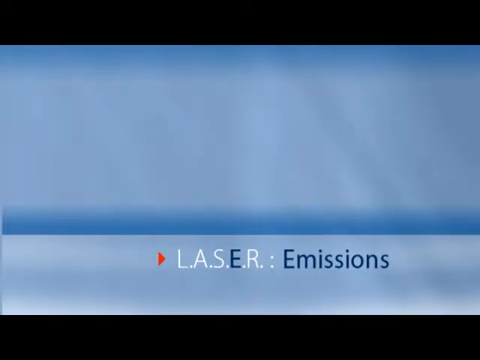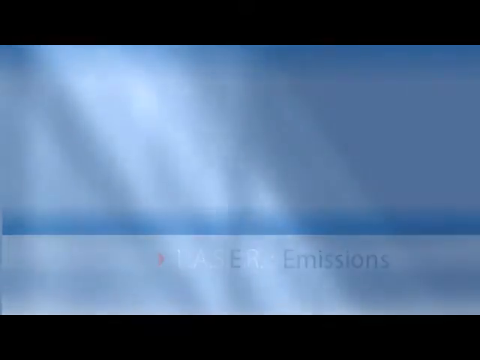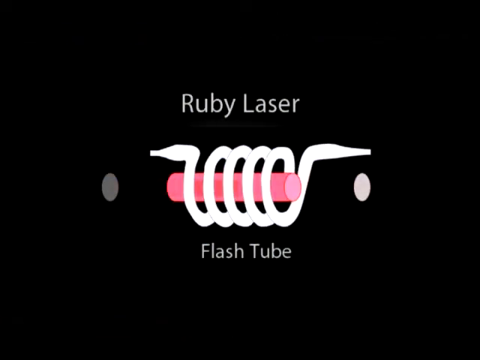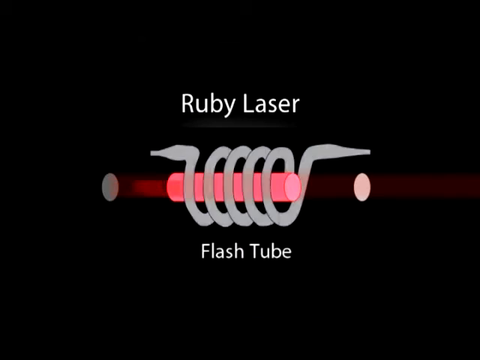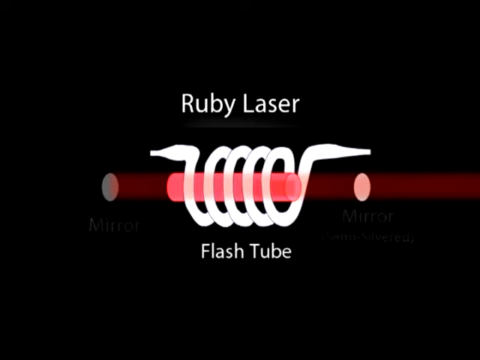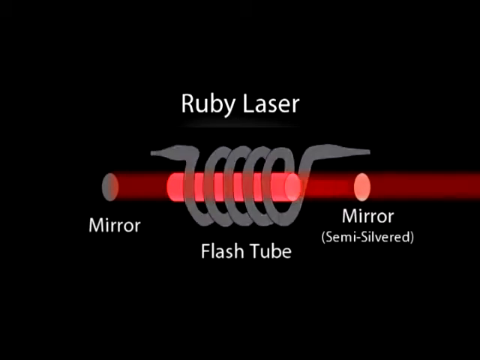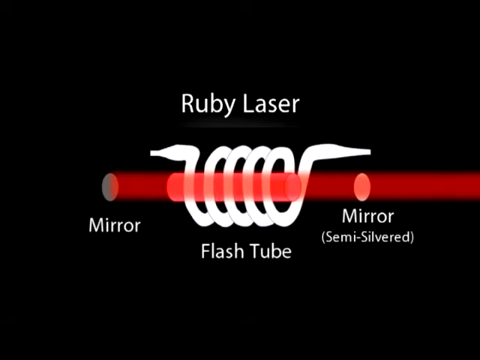Emissions. Emission refers to the giving off of photons. In 1917, Einstein described this process as stimulated emission. In a laser, photons bounce between two mirrors until enough excited photons have been emitted that some pass through the semi-silvered mirror at one end. These are the photons seen as the beam of a laser.